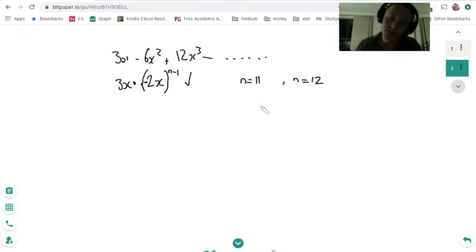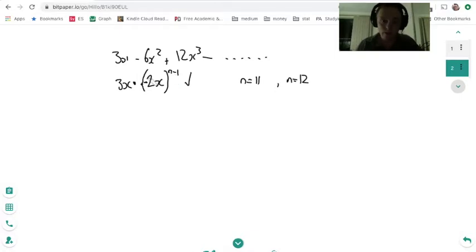Hang on a second, that's not correct. I want to try n equals... yes, it is correct. n equals 11, n equals 12. If I can write my 12 correctly, n minus 1. If n is 12, we have 11 up here.